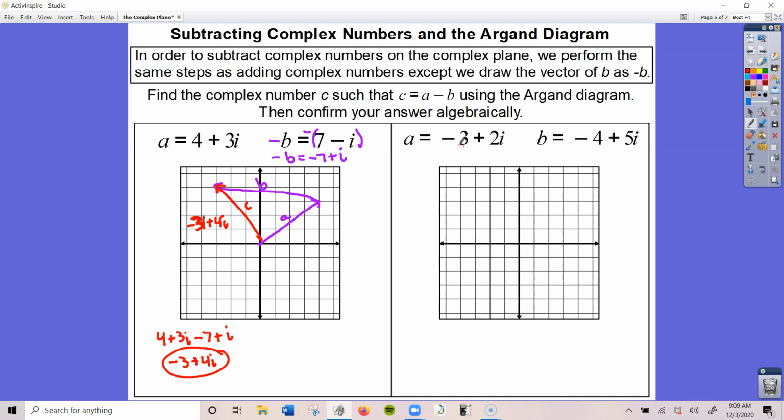All right. Next one here, we have A is equal to -3 plus 2i and B is equal to -4 plus i. So since I'm trying to subtract, I'm going to turn this into -B, which would make it into a +4 minus 5i. A is at -3 plus 2i, so I'm going to go to the left 3, up 2. So this is my A. B is going to go to the right 4 and down 5.